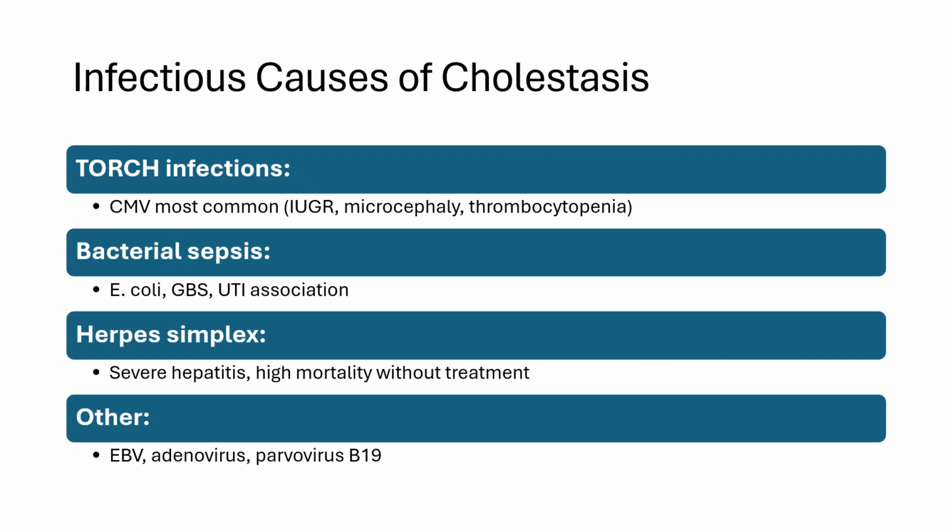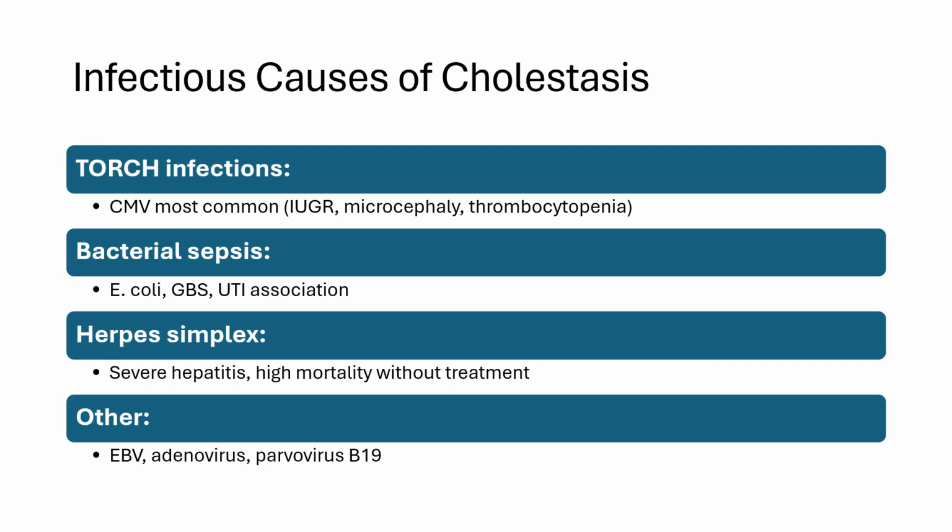E. coli remains the most common pathogen, with urinary tract infections frequently overlooked as a cause. Gram-negative endotoxin directly impairs bile salt transporters on hepatocytes. Additionally, inflammatory cytokines downregulate genes controlling bile acid synthesis and transport. Blood and urine cultures guide antibiotic selection, with cholestasis typically resolving as infection clears.